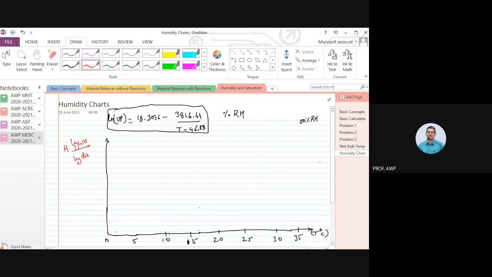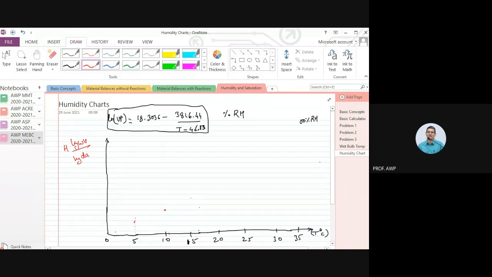So for example, at 5 degrees centigrade, we will calculate vapor pressure. We will do vapor pressure divided by 760 minus vapor pressure, into 18 divided by 28.84, and plot that point. Is that okay? At 10 degrees centigrade, we will find out the vapor pressure from Antoine equation. We will convert that vapor pressure into humidity and plot that point.